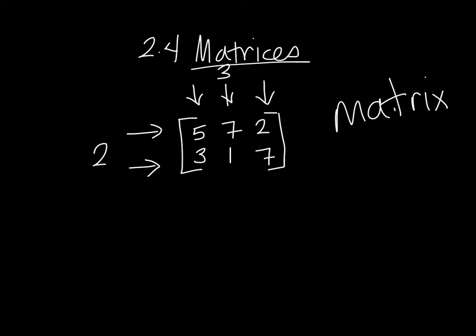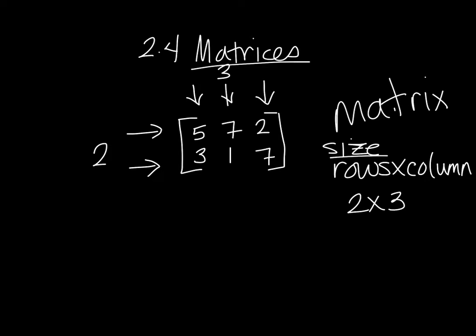Okay, so when we talk about the size of a matrix, we talk about it in the rows by columns. So this is the size. And so the size of this one is a 2 by 3 matrix. And in a matrix, these numbers here that we have, so the 5 and the 3 and the 7, these are all called entries. Okay, so we call the numbers that we put in there entries.